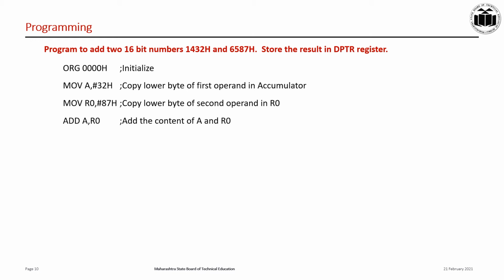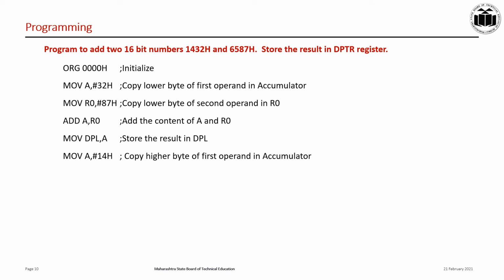So, we can transfer that result in DPL by using instruction MOV DPL, A. MOV A, #14H. This will copy higher byte of first operand in accumulator. MOV R0, #65H. This will copy higher byte of second operand in register R0.